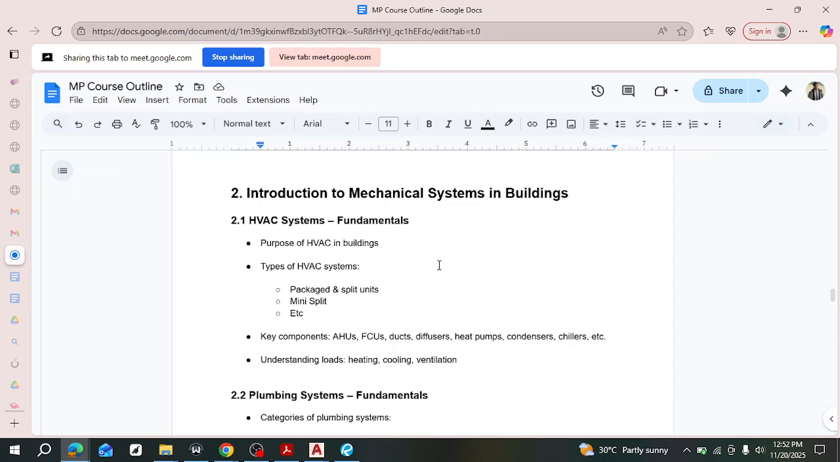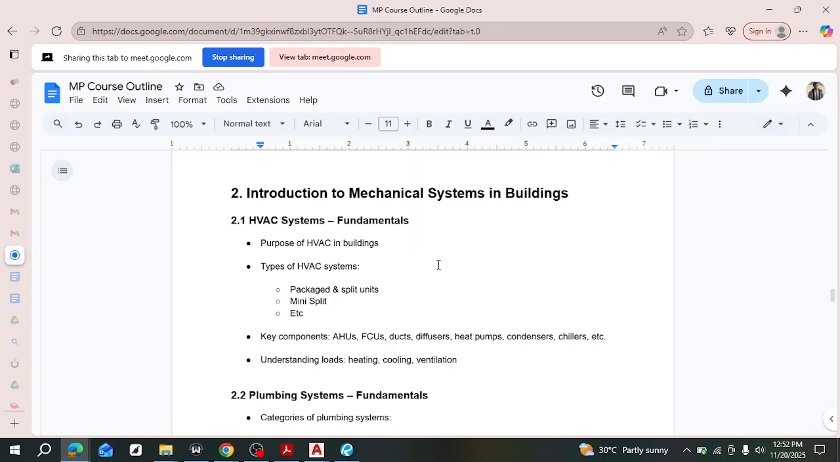In a split unit, the indoor unit is inside the space and the outdoor unit is outside. That handles the heat rejection or the addition, depending on if it's heating or cooling. Then for a package, the indoor and outdoor unit are together. So that is just a summary.